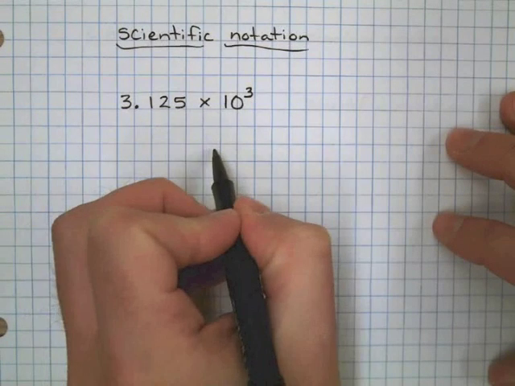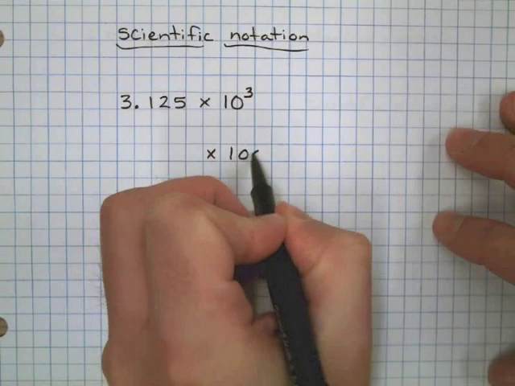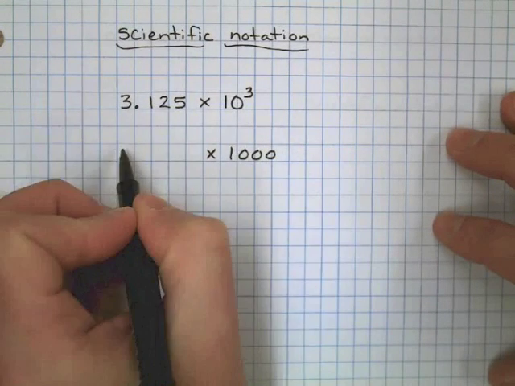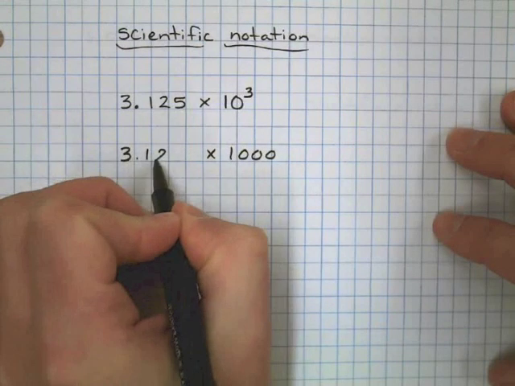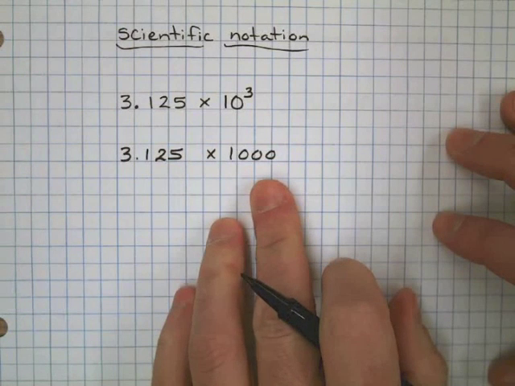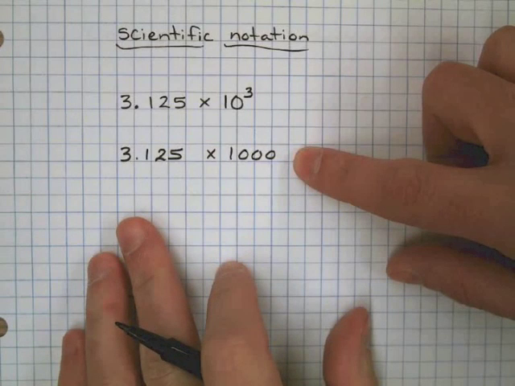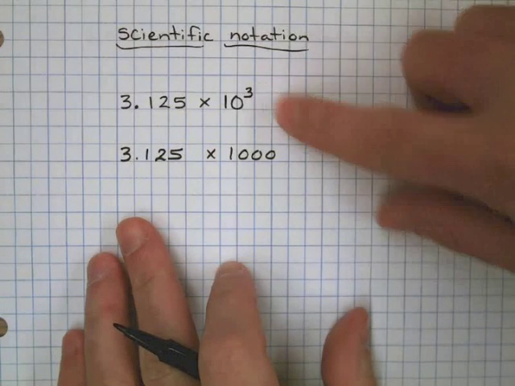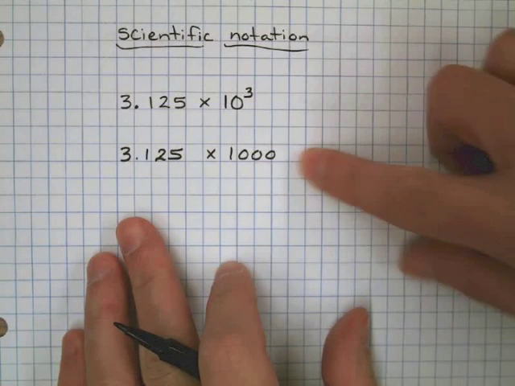We could also think of that as 1,000. 10 to the third is the same as 1,000. So another way of writing this number would be 3 and 125 thousandths times 1,000. Not necessarily scientific notation, but this would be another way of writing that number.